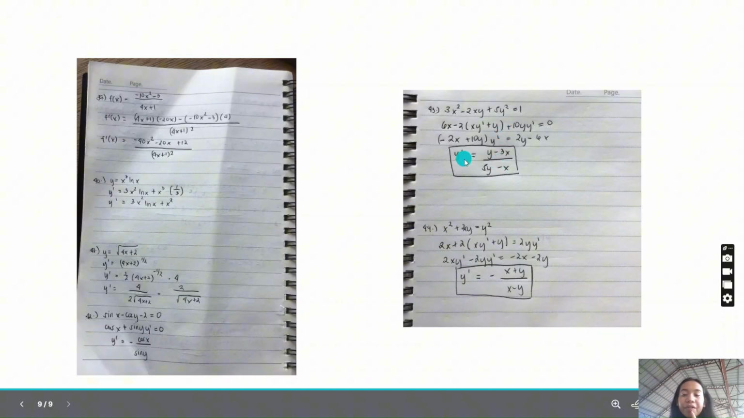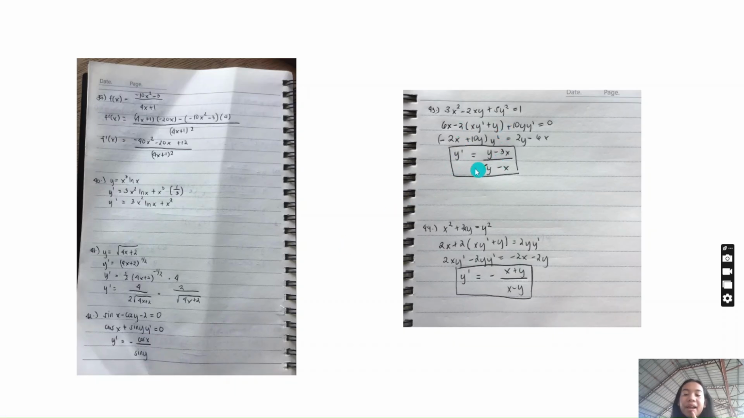Moving on to our number 43, we have there 3x squared minus 2xy plus 5y squared equals 1. This is again implicit differentiation in which we will obtain the derivative of each of the terms. So derivative of 3x squared, that would be 6x. Derivative of 2xy, that would be 2 times the quantity of xy prime plus y. And then derivative of 5y squared, that would be 10y y prime.